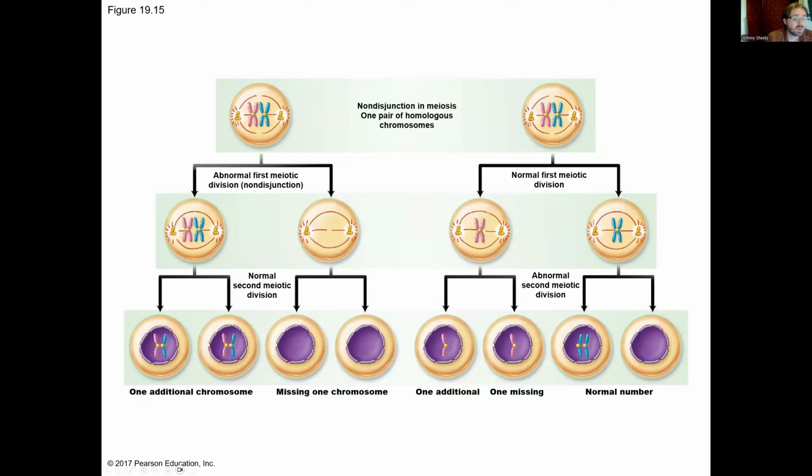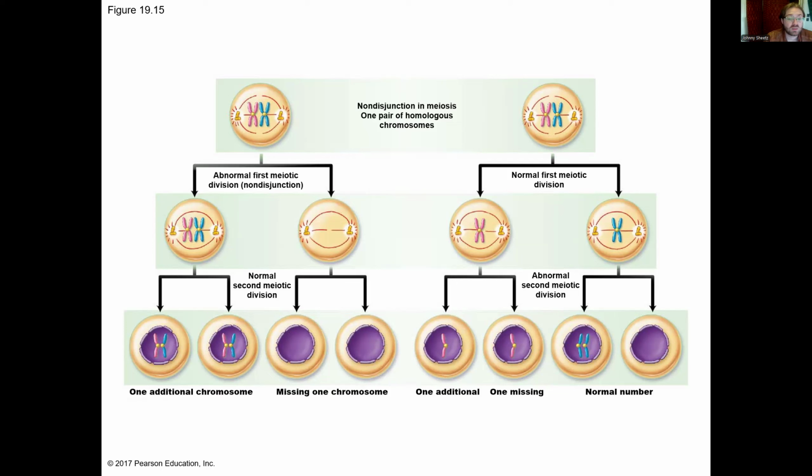So here you can see abnormal disjunction in the first division, followed by normal division during meiosis 2, which leads to two daughter cells that have an additional chromosome and two daughter cells that have no genetic info at all. So if this was an oocyte and the rest of these were polar cells, then this would not be a viable division. If all of these were sperm cells, these two would probably not be viable, except in the case of very few genetic diseases like Down syndrome.